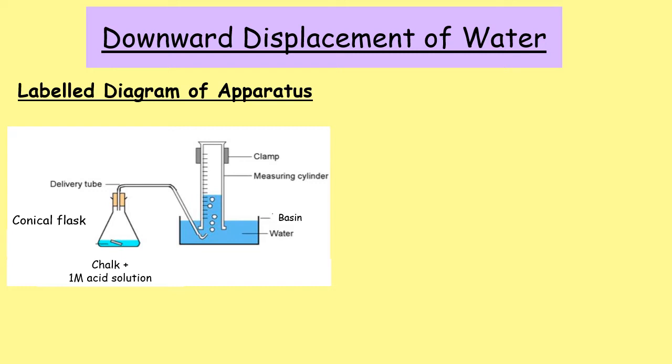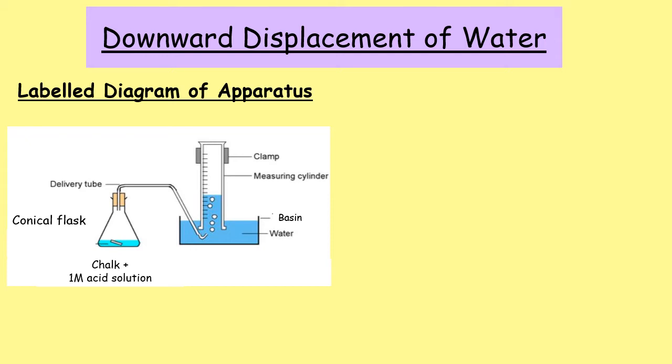Now you can see this diagram. On the left-hand side of the diagram, we have our reaction happening. So we have our chalk and our acid together inside a flask that's a cone shape, and so it's called a conical flask. There is a stopper inside that flask, and inside that stopper we have a tube called a delivery tube. Now, any gas being produced by the reaction will move through that tube. And that delivery tube goes into a basin of water.